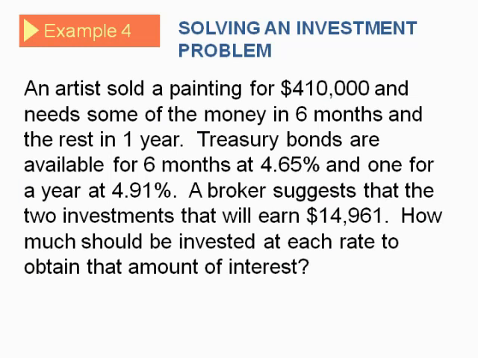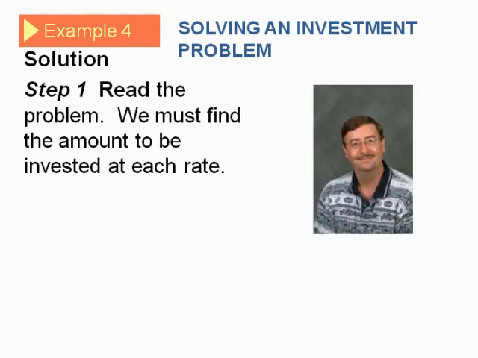So here it says an artist sold a painting for $410,000 and needs some of the money in 6 months and the rest in 1 year. Treasury bonds are available for 6 months at 4.65% and one for a year at 4.91%. A broker suggests that the two investments will earn $14,961. How much should be invested at each rate to obtain that amount of interest? So here, we must read the problem, and we must find the amount invested at each rate.